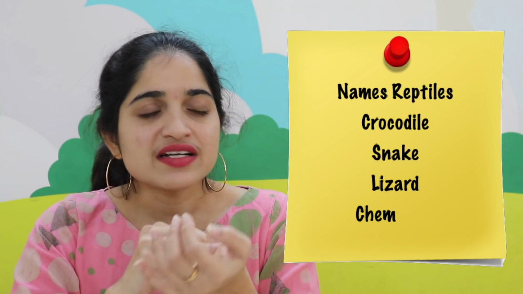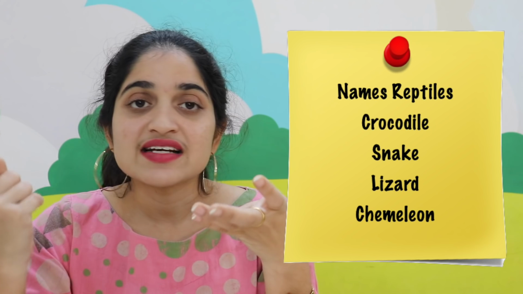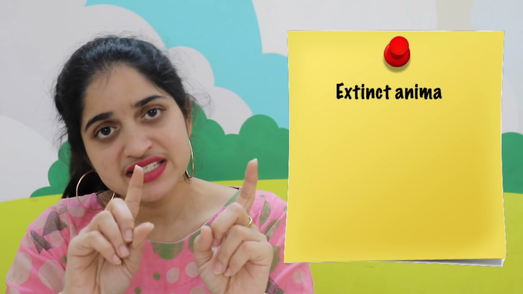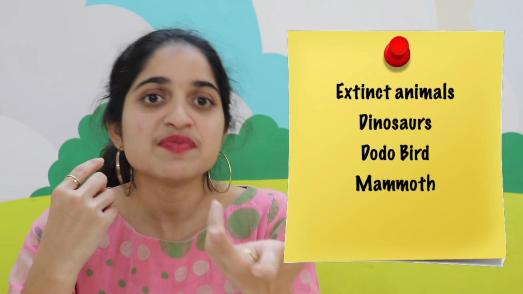They should identify at least 5 reptiles like crocodile, snake, alligator, lizard, and chameleon. They should know at least 1 extinct animal and 1 extinct bird. Extinct animals are like mammoth, dinosaurs, and extinct bird is dodo bird.